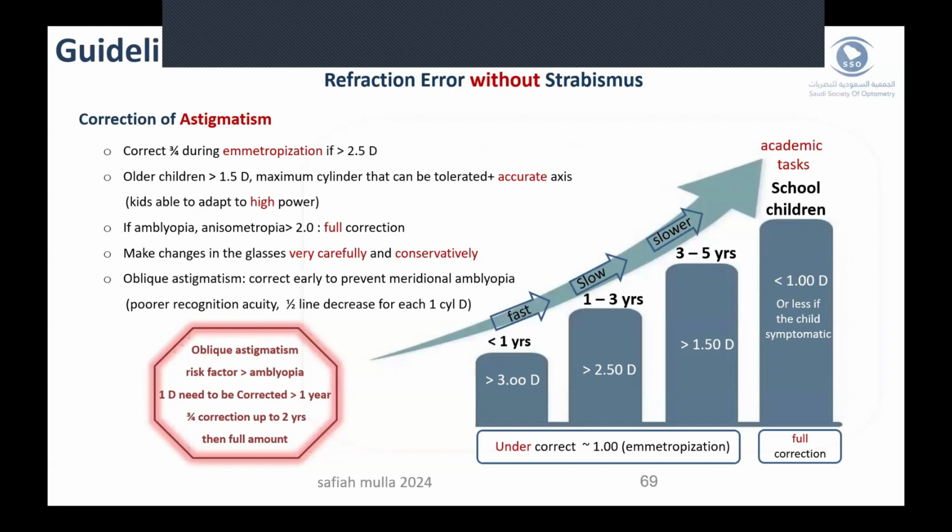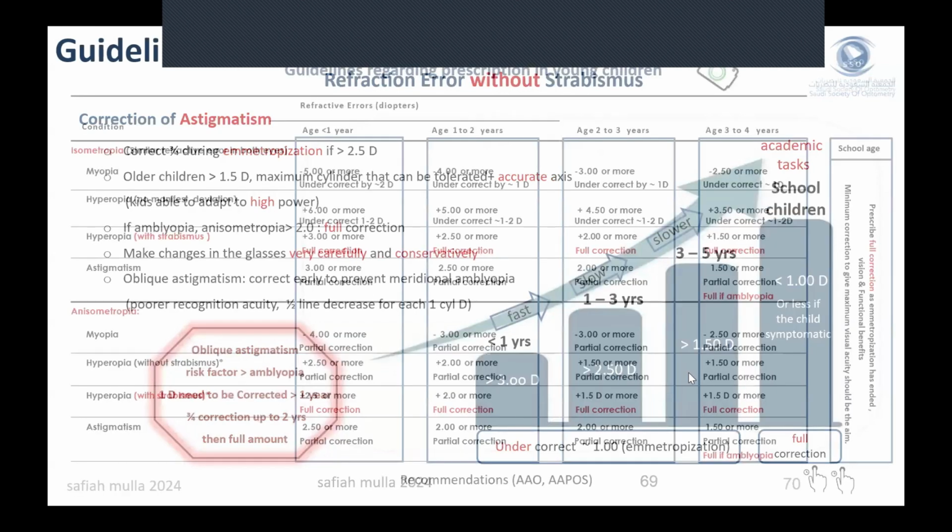Children with meridional amblyopia are going to have poor recognition acuity. They have decreased half a line of visual acuity for one cylinder diopter with the meridional amblyopia. This is also a chart so that you can decide. More than 3 diopter, less than 1 year, then you correct. If they have more than 2.5 diopter of cylinder, then you correct them. 3 to 5 years, if they have more than 1.5 diopter, then they need to be corrected.